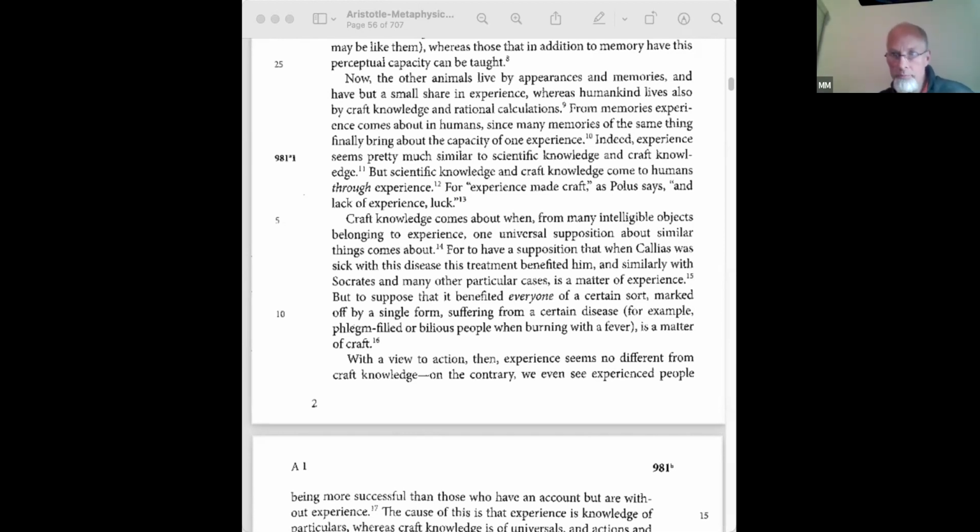And so with craft knowledge, I recognize the universal, right? The treatment helps them not because they're Callias or Socrates, but because they're human, right? And so here we've got the introduction of the universal to this connection that experience gives us. Experience gives us connections, and craft knowledge is higher order because it grasps the connection in terms of something universal and shareable, rather than just a bunch of accidents. Anybody want to comment on that?